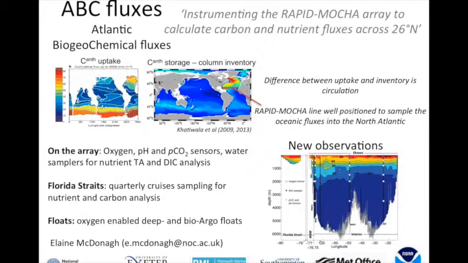We're also going to be adding some oxygen-enabled deep and bio-Argo floats in the same way we did with the Argo floats for the salinity fluxes, to add information about oxygen in the gap between the moorings. And then the final element, the part NOAA plays in it, is sampling of the Florida Straits on the 40 cruises that you run here for nutrients and carbon.